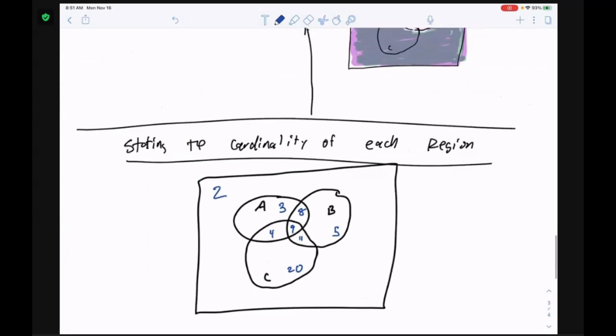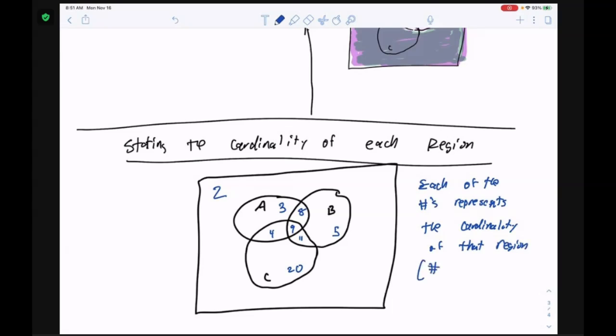Each of the numbers represents the cardinality of that region, the number of elements.